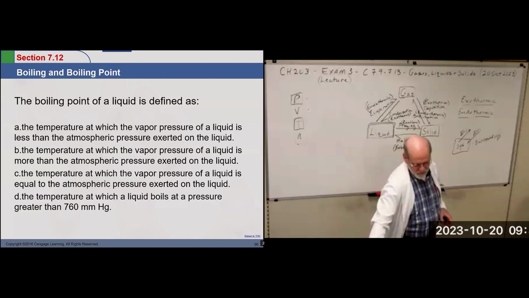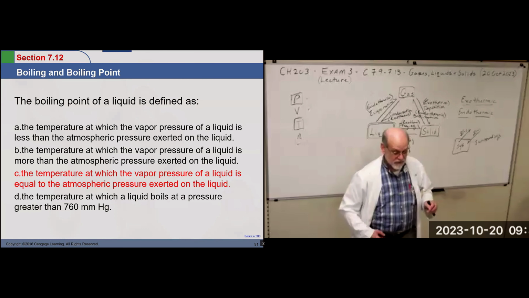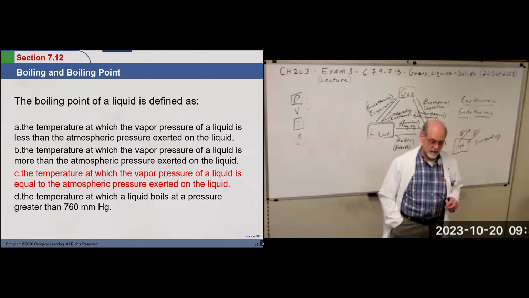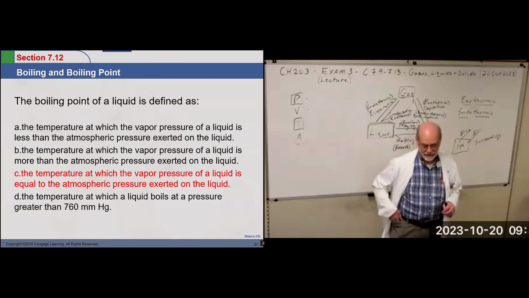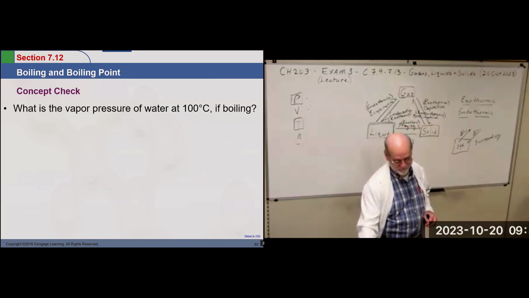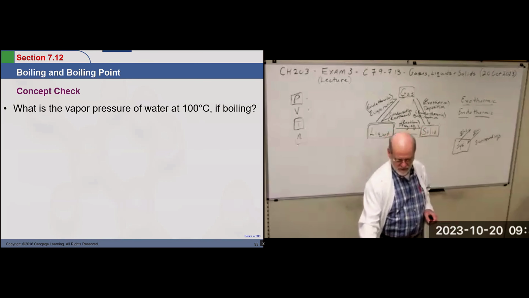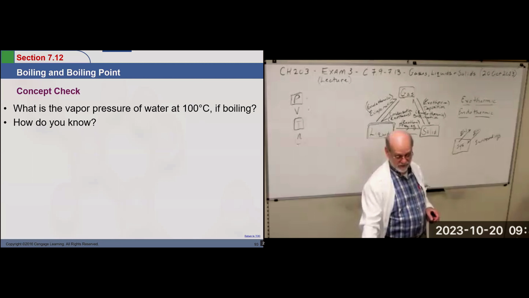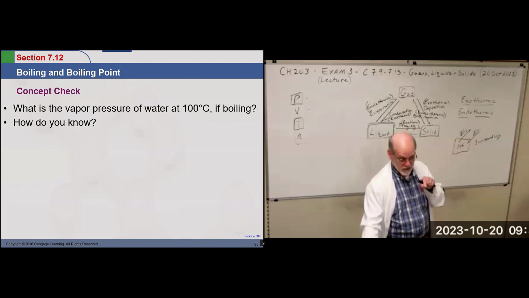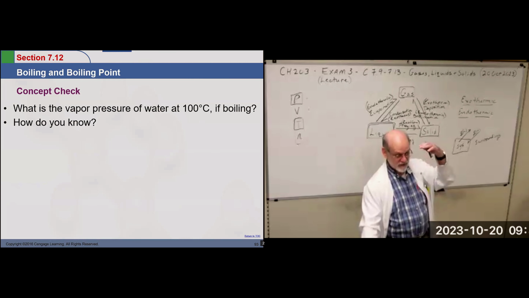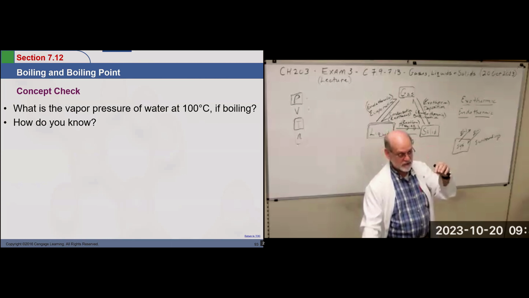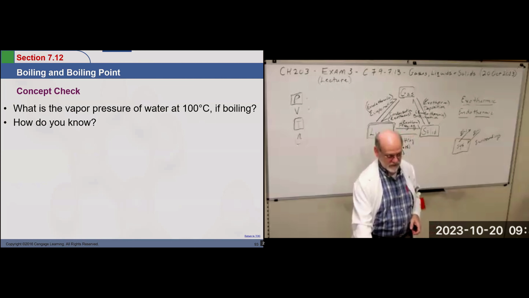Okay. The boiling point of a liquid is defined as the temperature at which the vapor pressure of a liquid is equal to the atmospheric pressure exerted on the liquid. It's that simple. Okay, what's the vapor pressure of water at 100 degrees if boiling? Vapor pressure is 1 atmosphere. If it's boiling at 100 degrees, the external pressure and the vapor pressure of the liquid have to be balanced, and that's 1 atmosphere, 100 degrees.